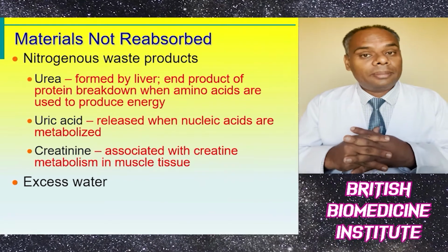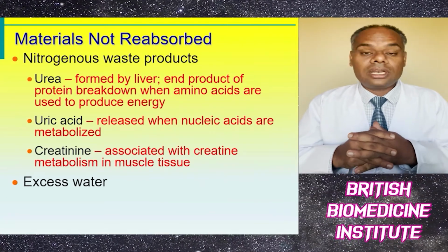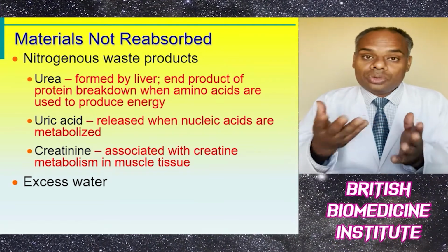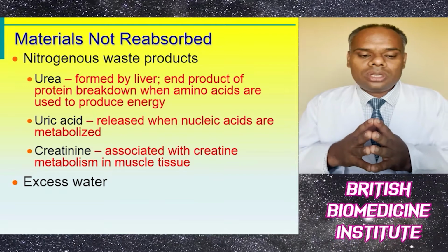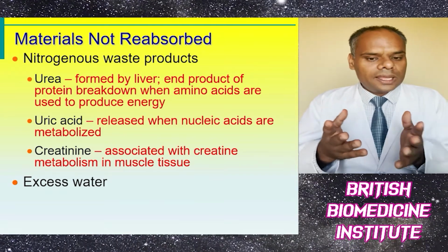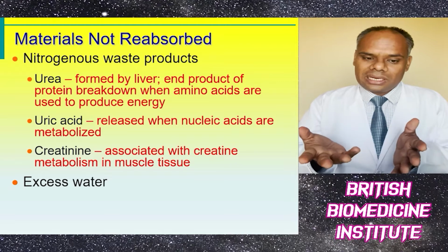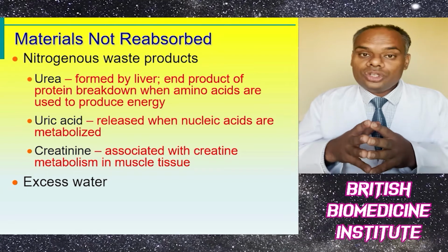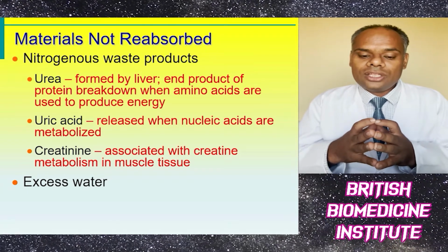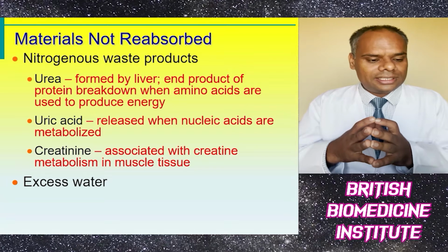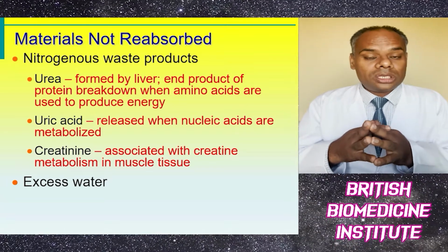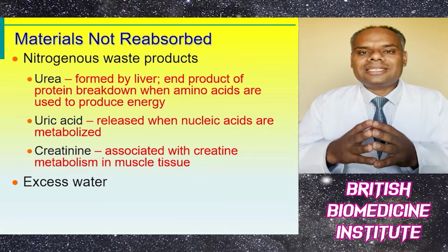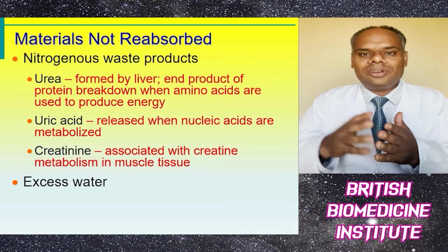So now comes the materials which are not being absorbed, like your nitrogenous waste products. Materials like your urea, uric acid, creatinine. Urea is formed by the liver. It is the end product of protein breakdown when amino acids are used to produce energy. Uric acid is released when nucleic acids are metabolized, and creatinine is associated with creatine metabolism in muscle tissues, and even your excess water will not be reabsorbed.